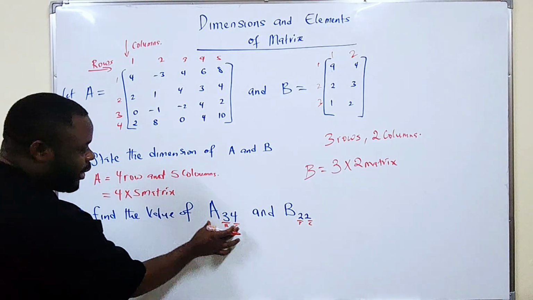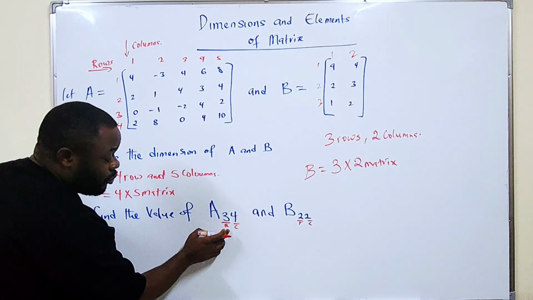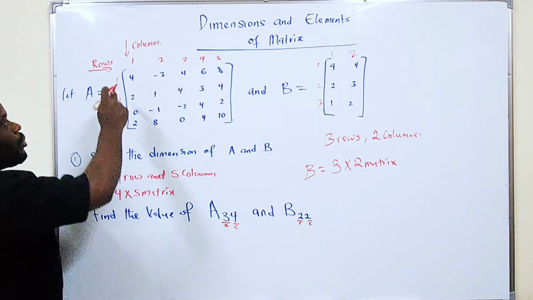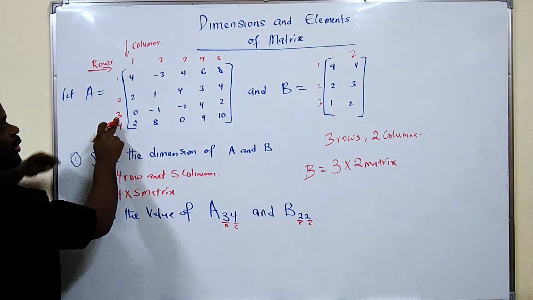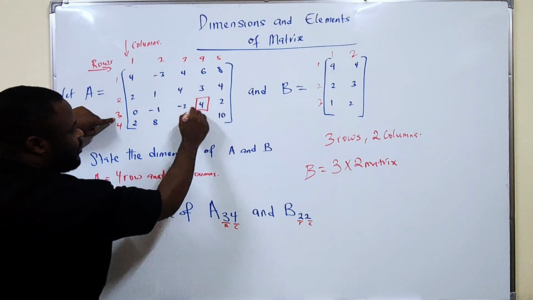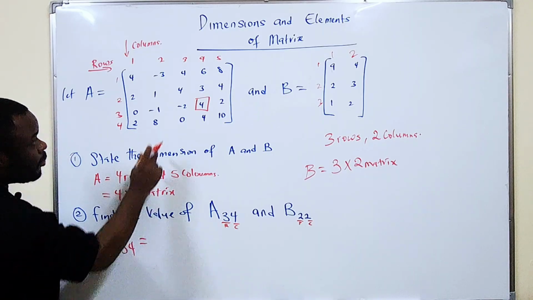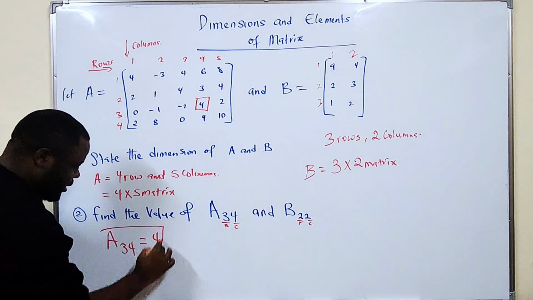Now they ask us for A34. We should locate the element on row 3, column 4. So row 3, 1, 2, 3. Then column 4, 1, 2, 3, 4. So this is it. A34 equals what? It equals 4. And that's it.